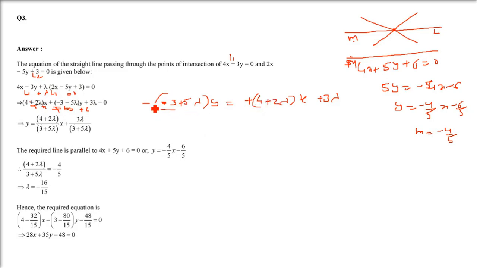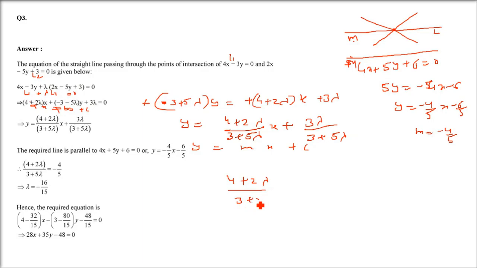Now divide both sides by 3 plus 5 lambda. So what do you get? Y equals 4 plus 2 lambda by 3 plus 5 lambda. And then you have 3 lambda by this 3 plus 5 lambda. And x is already there. So y equals mx plus c form, we have written this. M is what? 4 plus 2 lambda by 3 plus 5 lambda. M is this. And we have already found the m.